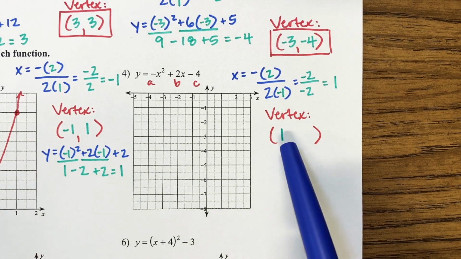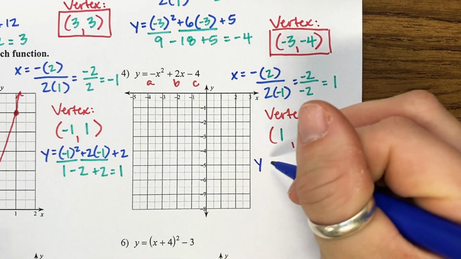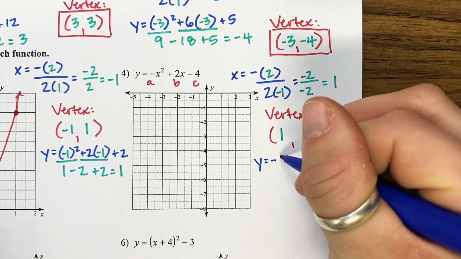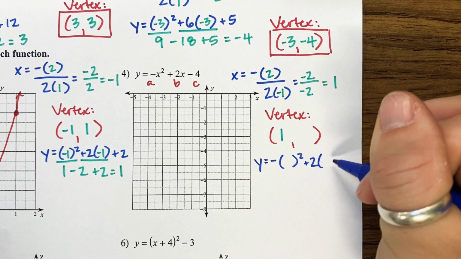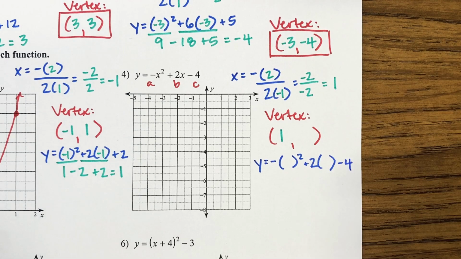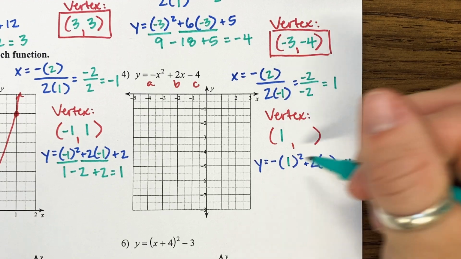Okay, so now we're going to plug positive 1 into our equation in order to find y. So I have y equals negative x squared plus 2 times x minus 4. Okay, and everywhere you see a space where our x was, we're going to plug in 1.